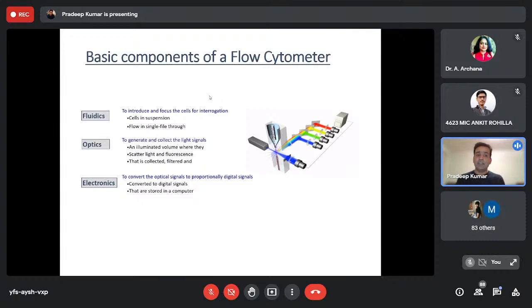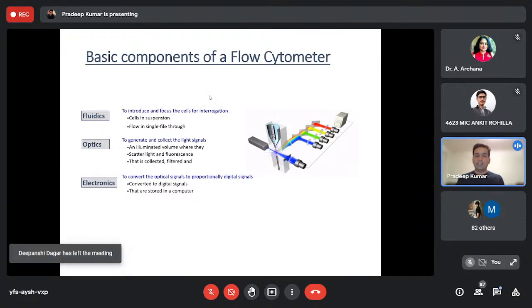The second thing is optics. We divide optics into two parts: first, to generate the signal, and second, to collect the signals. To generate the signals, what we have in flow cytometers as a light source are lasers. There could be only one laser, and up to a maximum, for now, of 10 lasers in a single instrument.